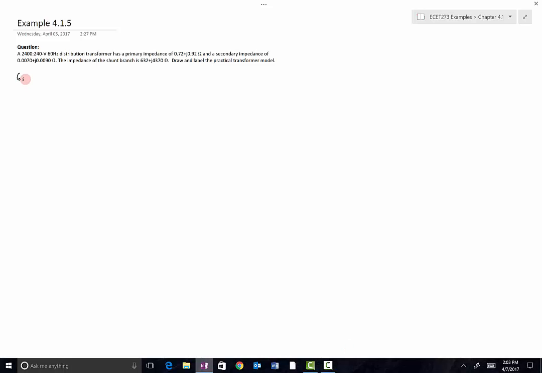So this example 4.1.5 introduces a lot of new terminology related to actual transformers. There is no such thing as an ideal transformer, so to analyze actual transformers, we modify the ideal transformer model with some additional parameters that represent the actual behavior of the transformer in terms of passive circuit elements. A big part of this is just knowing what the terminology is, so I'll do that in the givens.